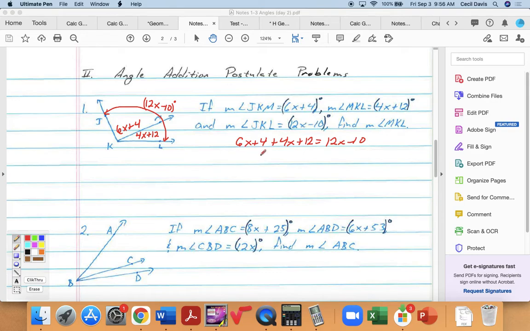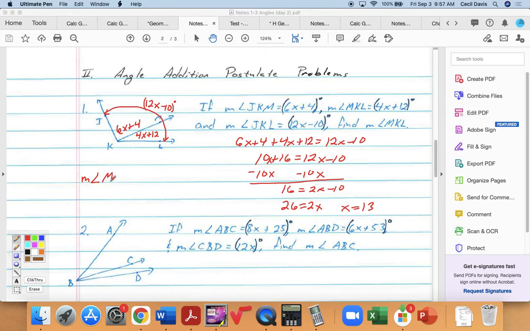All right. So this is going to be 10x plus 16 is equal to 12x minus 10. I'll subtract the 10x from both sides because it's the smaller of the two. That'll be 16 is equal to 2x minus 10. Add the 10 to both sides. It's 2x is 26. So x is 13, and it wants me to find the measure of angle MKL.